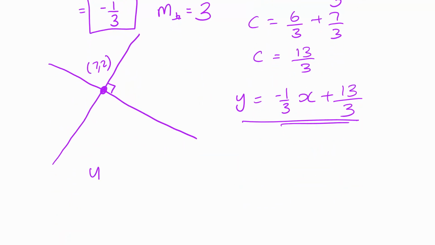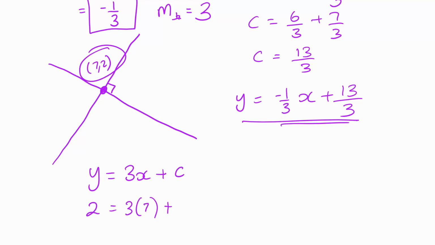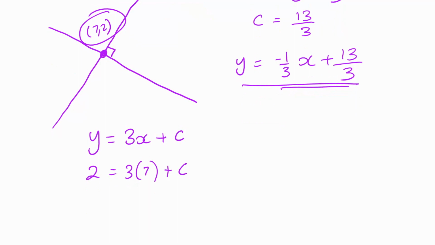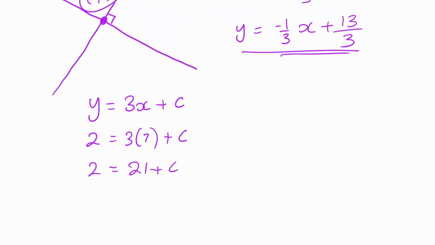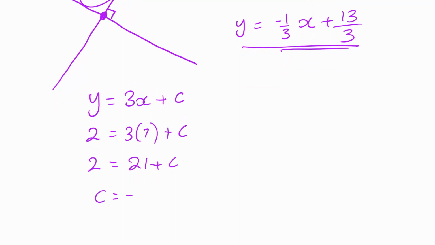And therefore we would have that y is equal to 3x plus c. And we'll use the same point, 7, 2. So y is 2, x is 7. So 2 is equal to 21 plus c. Subtract 21 from each side and c would be -19. So that line would be y equals 3x take away 19.